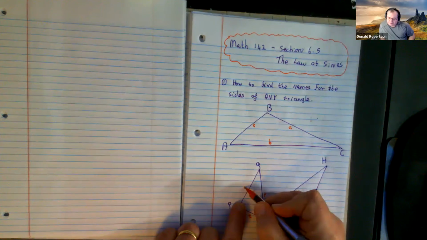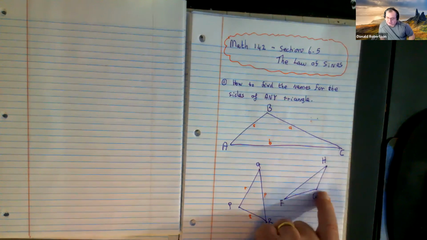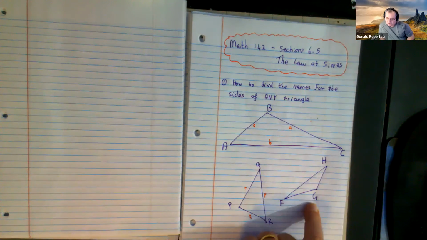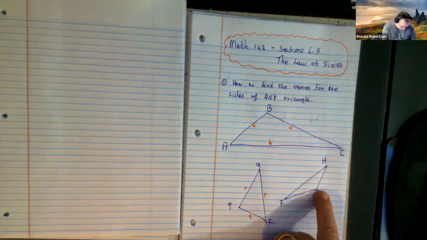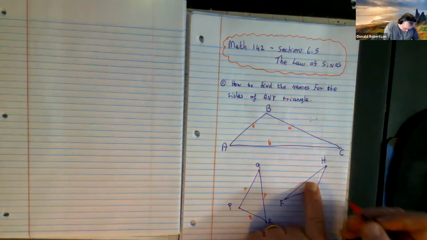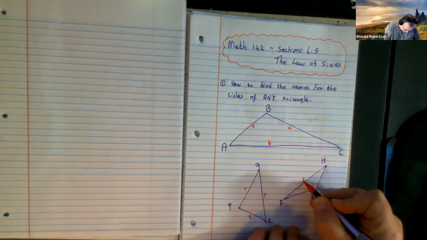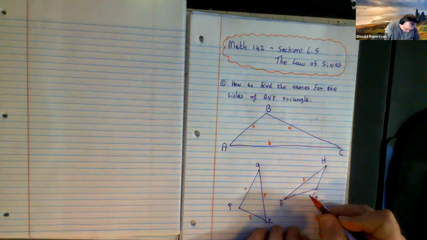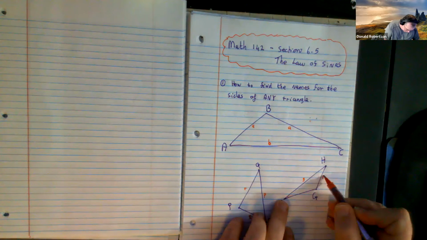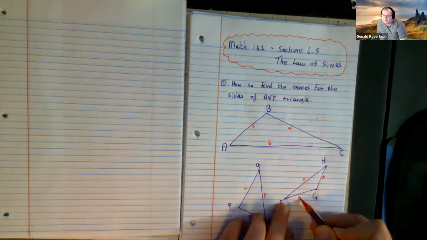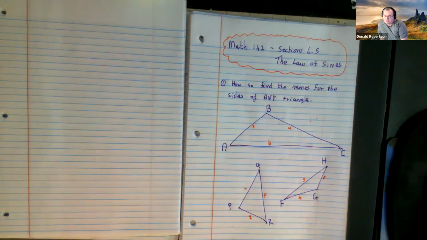Okay, here's another one. I'll do this one. Right, for this triangle here, angle G is this angle. This side opposite it is little g. This is angle F, the side opposite is little f. This is angle H, the side opposite is little h. Are we comfortable that if I gave you a triangle, you'd know what the three little sides are called, if I told you the angles?